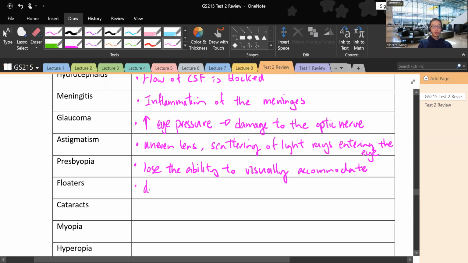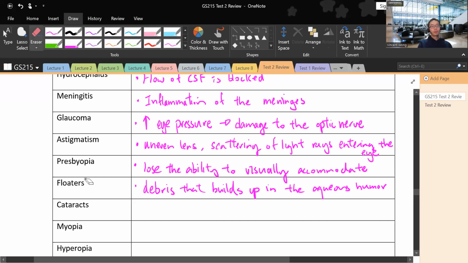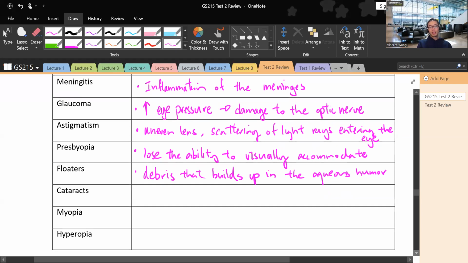Floaters. Floaters are basically when you have debris that builds up in the aqueous humor. This is more of a problem for people with very bad eyesight. If you look at a bright blue sky, or even if you look at a bright computer screen and you blink, sometimes you see these things that are just floating across your eyes, right? So those things are called floaters. And not everybody has it. Like if you have good vision, you might not see them. And again, it's a good thing. You don't want the floaters.